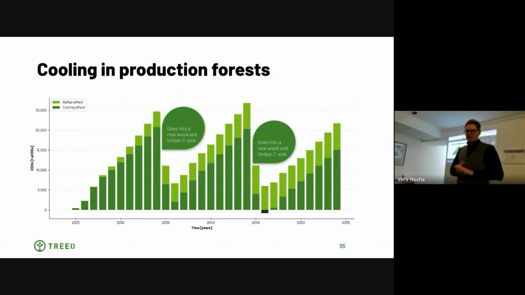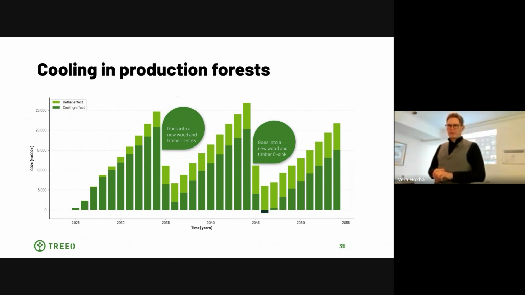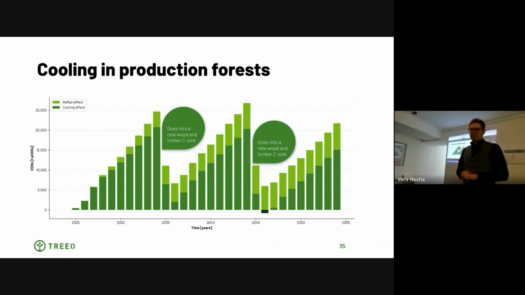Now I have some examples of forests, how they are modeled here. This is a teak production forest in Indonesia with a rotation cycle of 10 to 13 years. Here it's modeled over 30 years. The green bars overall are the biomass accounted for in CO2 that we find on the plot in that year. The light green element on top is the reflux effect.